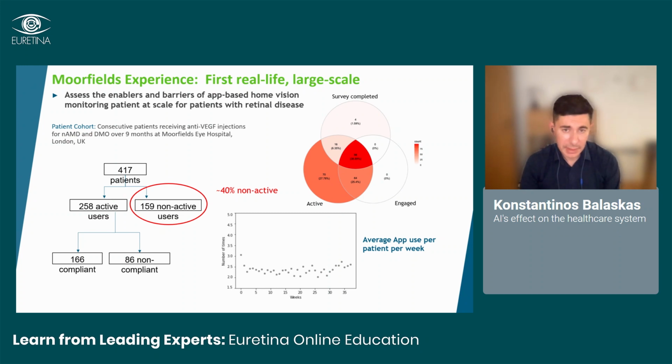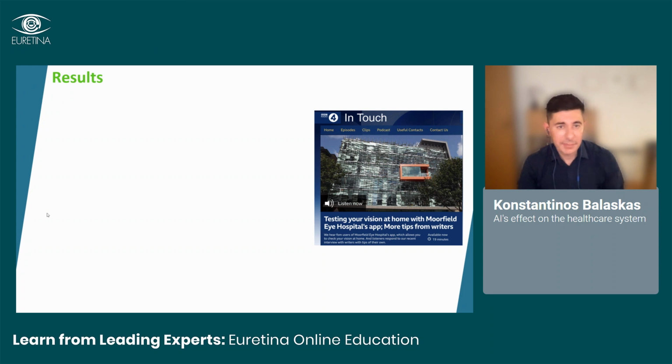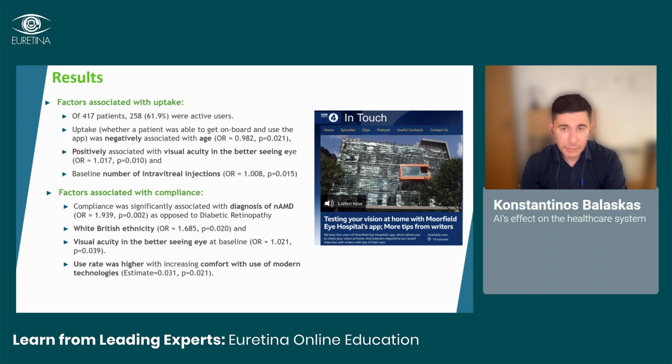These are very important variables, very important factors that we need to understand better. And what we did, we tried to understand which are the factors that can determine which patients are likely to be able to use these technologies, so uptake, and which patients are likely to use it in a compliant way. We found that increasing age has a negative correlation with the ability of patients to take up these digital technologies. Also, there was a positive association with visual acuity in the better seeing eye.